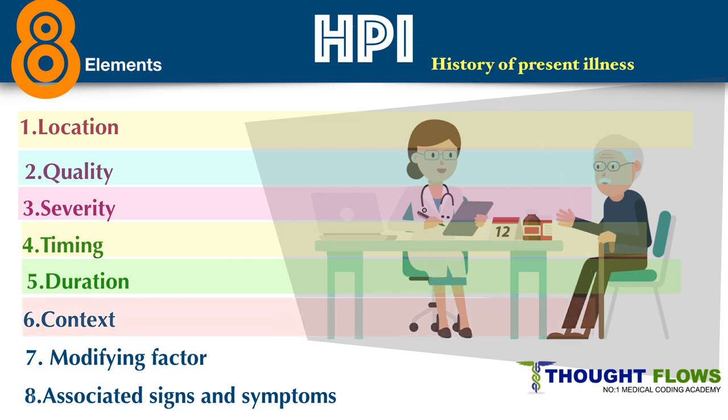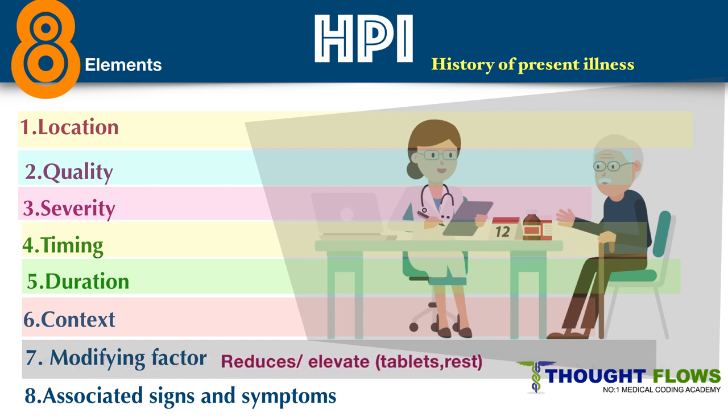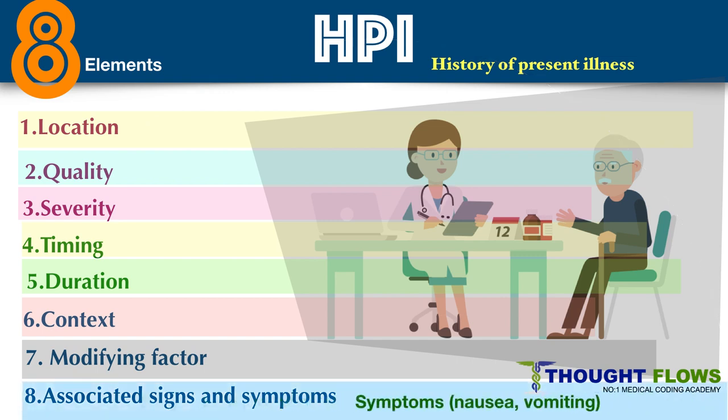The reason for the problem is context. For example, if a patient got abdominal pain because of food poisoning, here food poisoning is the context. And what the patient has done to reduce or alleviate the problem, like he may have taken some tablets before going to the hospital to reduce the pain. Here tablets are the modifying factor. And the last, associated signs and symptoms, are other symptoms related to that problem like nausea, vomiting, muscle pain, etc. So, in order to take HPI, we have to check all these 8 elements.